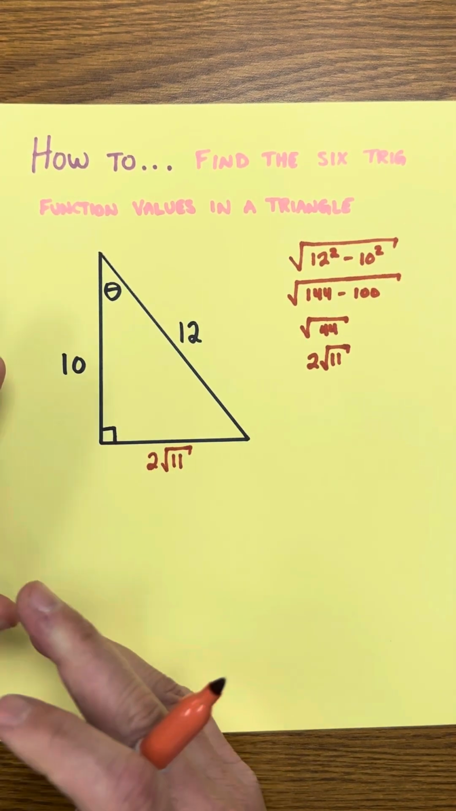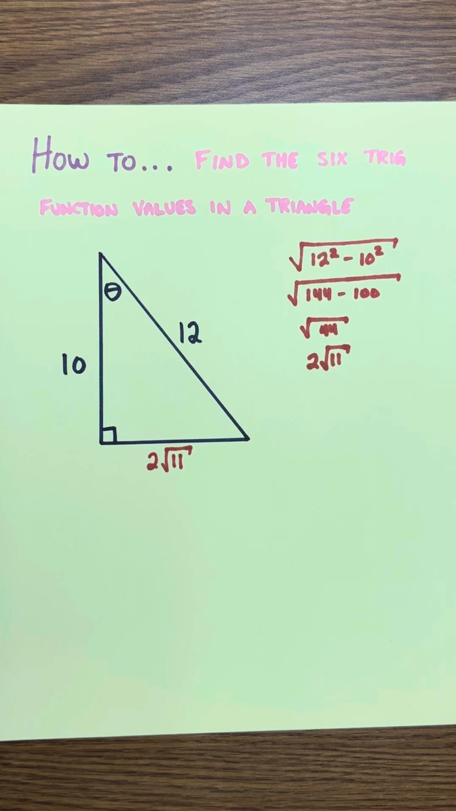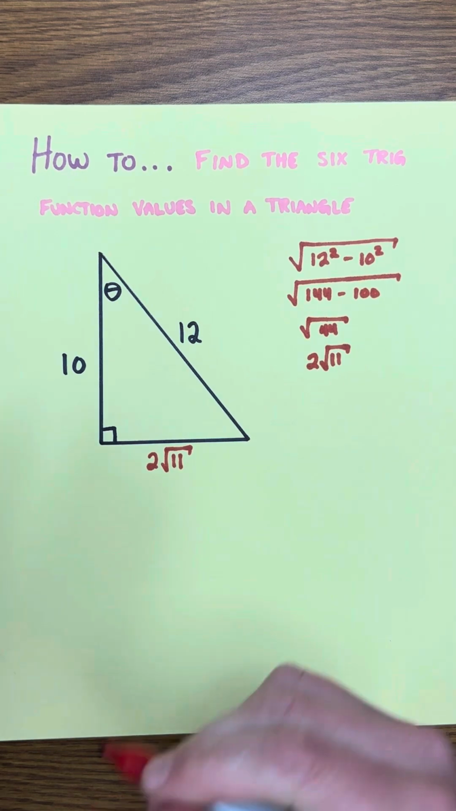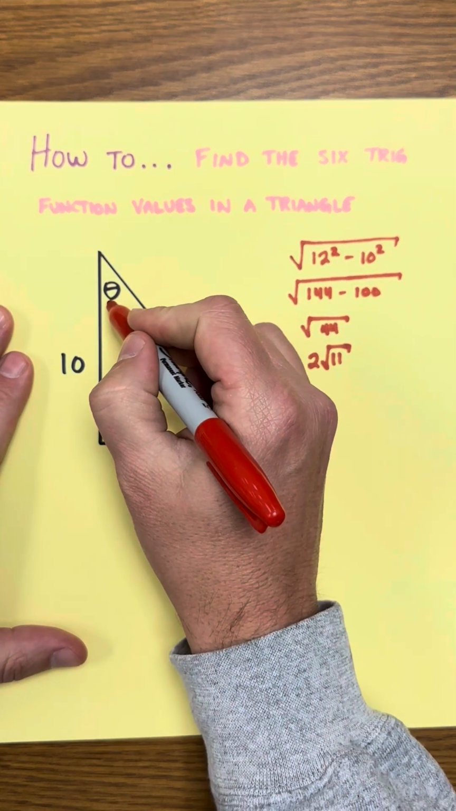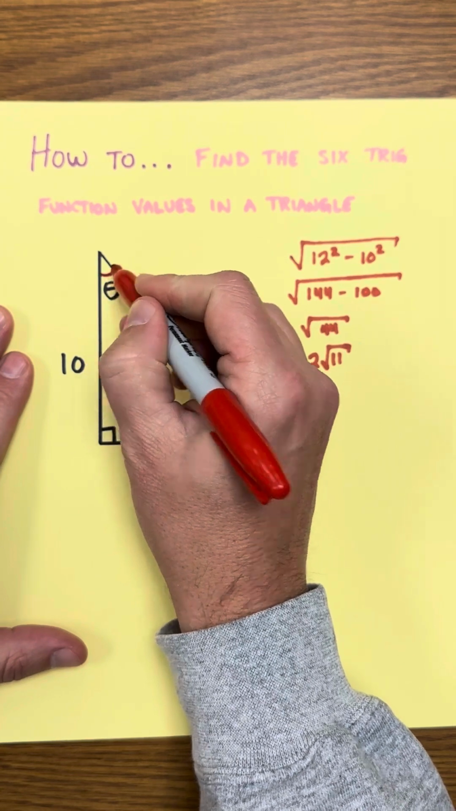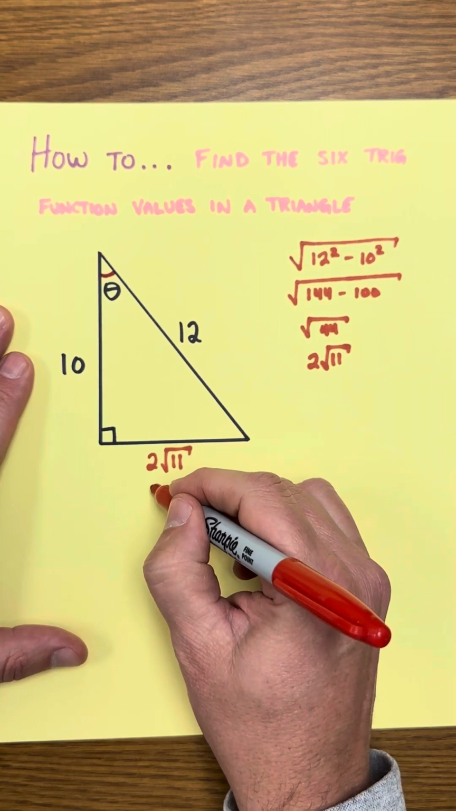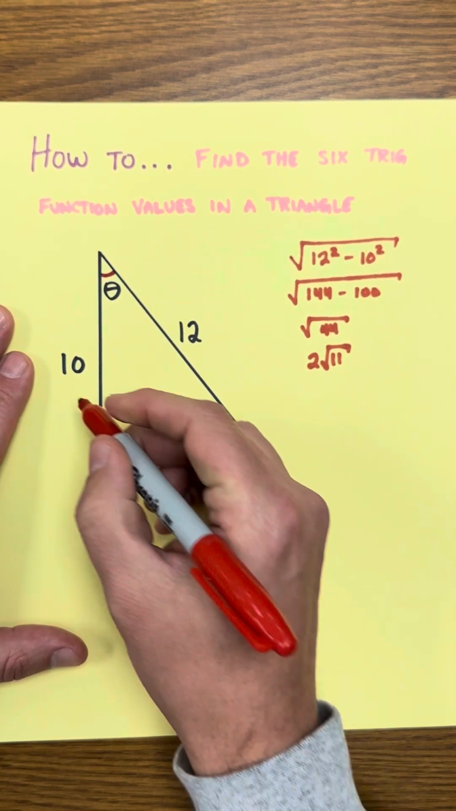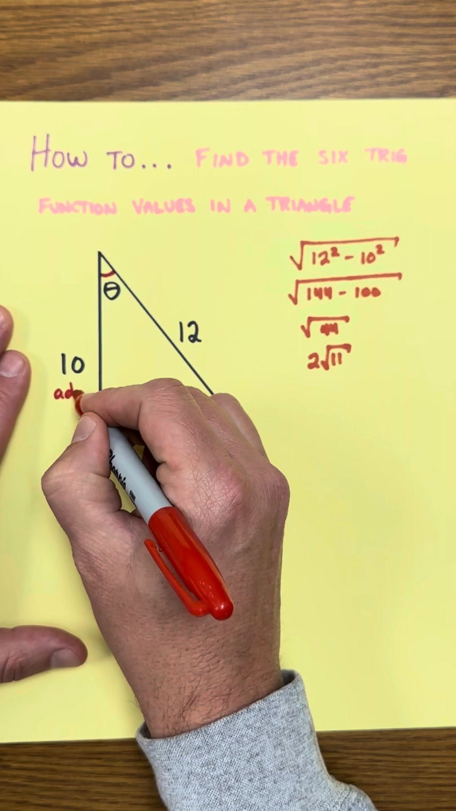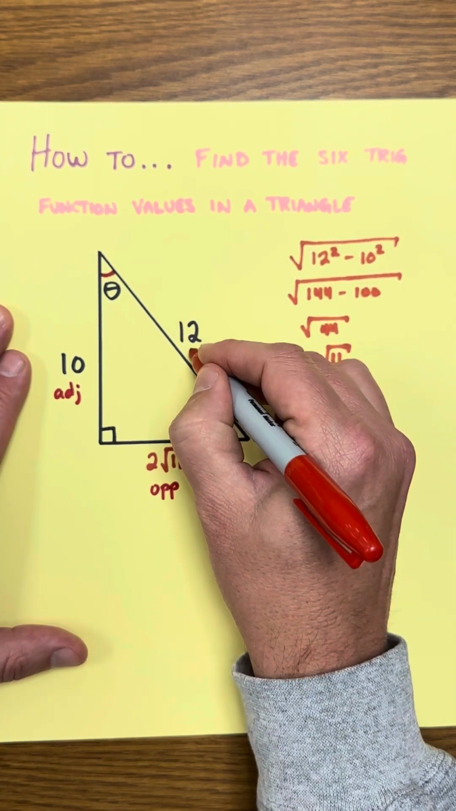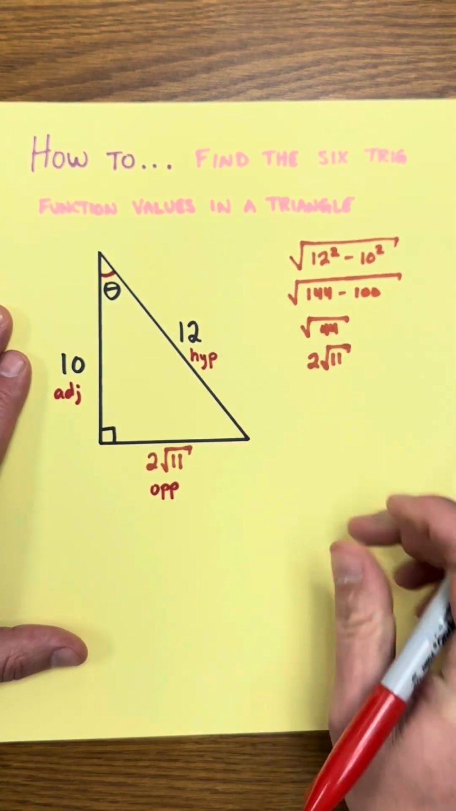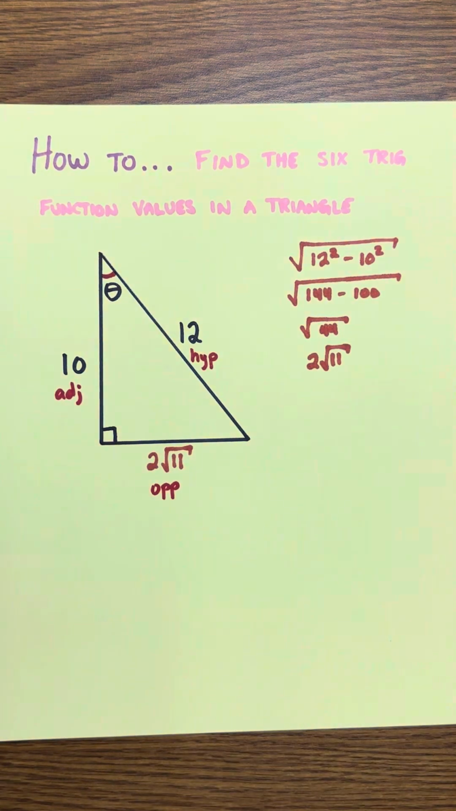Okay. Now what I like to do after I've completed the triangle and before I start finding all of my sine, cosine, tangent, etc., is I like to label the sides of the triangle. So using this angle theta as my reference angle, I'm going to label my opposite side, which is over here, my adjacent side, and my hypotenuse. And now I can simply use my opposite, adjacent, and hypotenuse definitions.